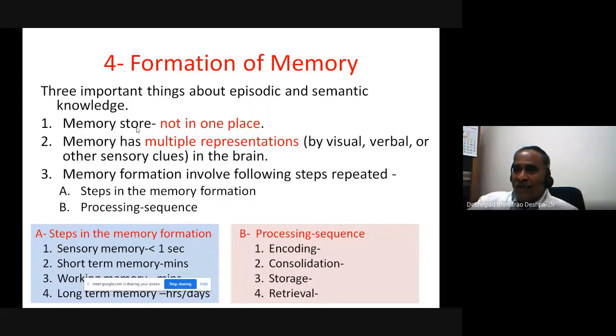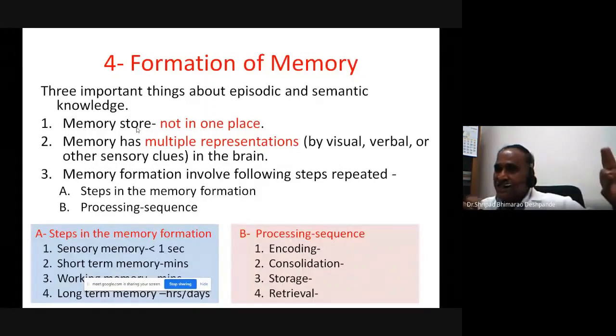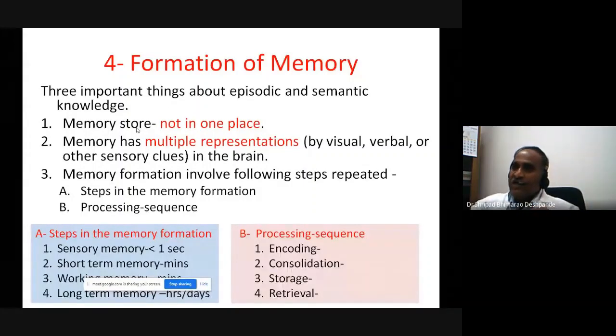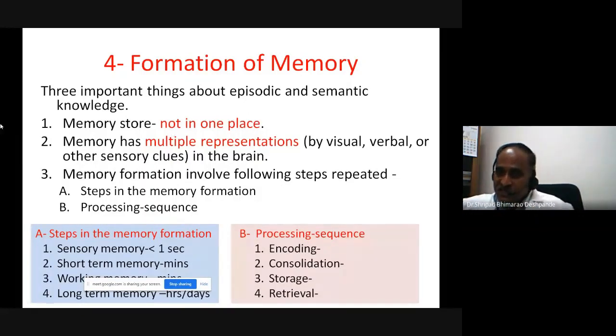If I give one, you will be able to connect to the particular. If I say the word, you will bring the snake. Or if I write something like this, you will bring the snake. Or if I tell you somebody is dying because of the bite of this thing, you may think first of the snake. So the memory has multiple representations. There is no single place to store it. It has multiple components.